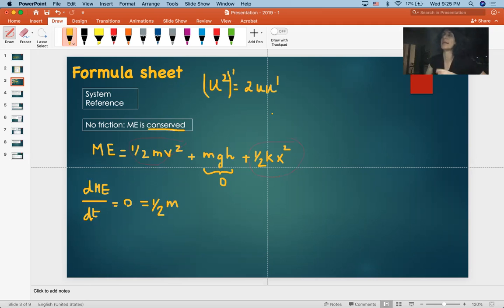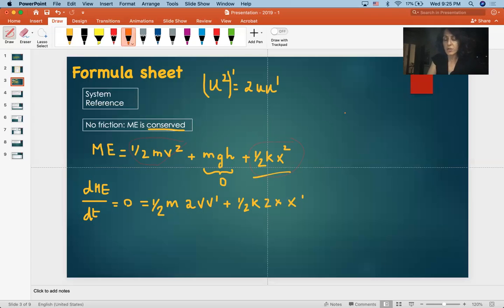It could be something like 2 sine 2t plus 4. So it's a function of time. So I'm going to write here 2v prime. And the same thing is going to happen for this guy. It's going to be half k 2x prime. Okay? So this is a general review before we start the problem.